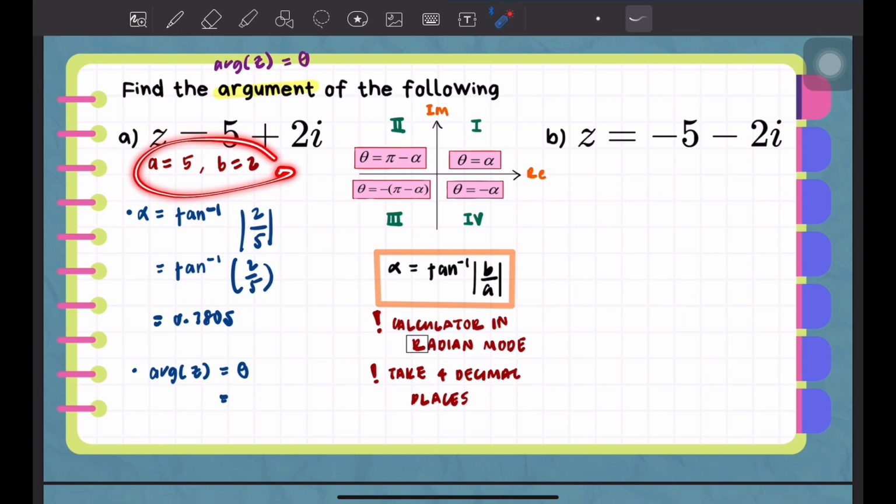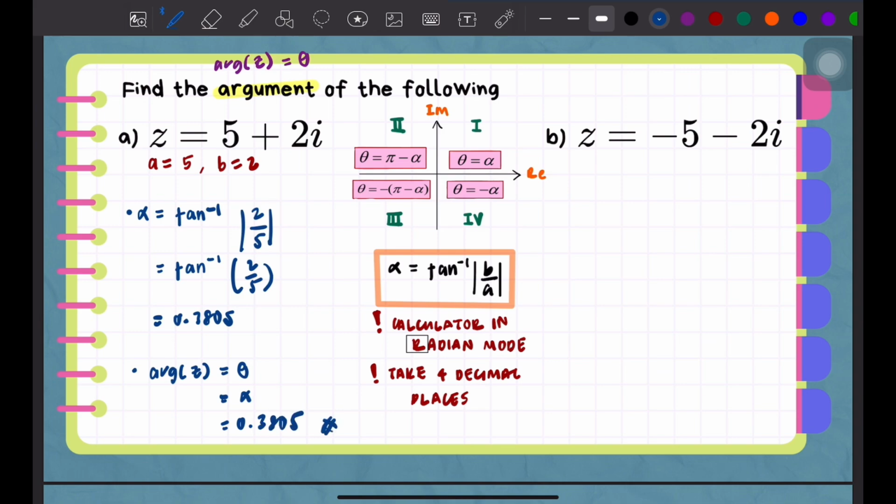Okay, so now for the argument or theta, we need to identify which quadrant our point of complex number lies on. So the x-axis is for the real part and the y-axis for the imaginary part. So for the real part we have 5 somewhere over here, and for the imaginary part we have 2 somewhere over here. So we need to use the formula in the first quadrant, which is theta is equal to alpha. So our final answer is 0.3805. Okay, as simple as that.